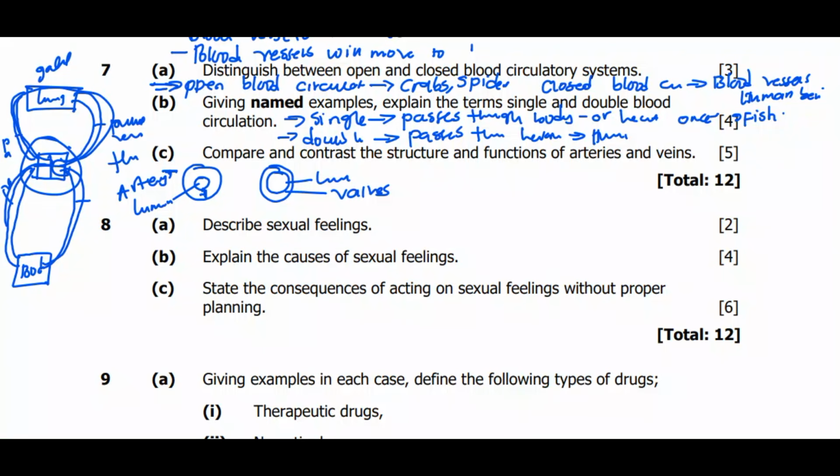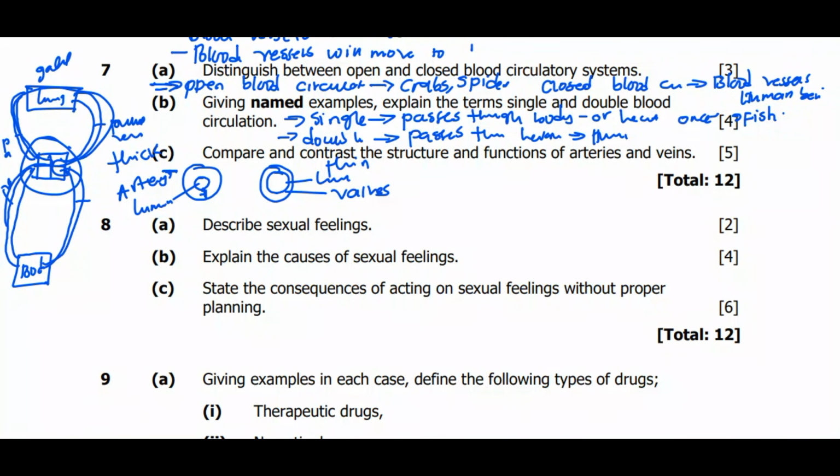Arteries have thick muscles, while veins have thin muscles. Why do we need thick muscles in the arteries? So that the arteries may carry blood at high pressure. Then what else can we look at here? So we've looked at three differences.